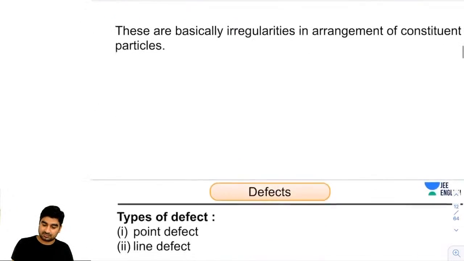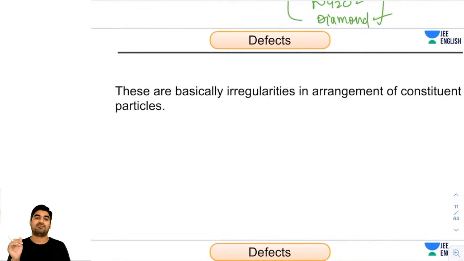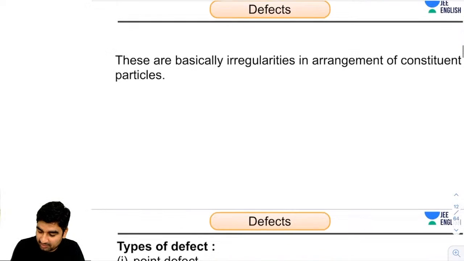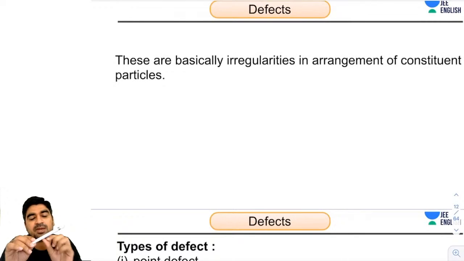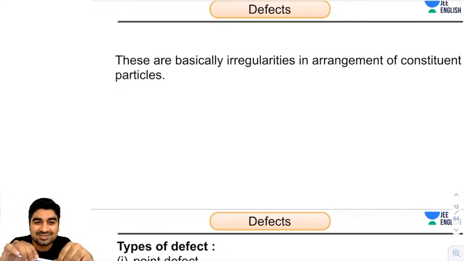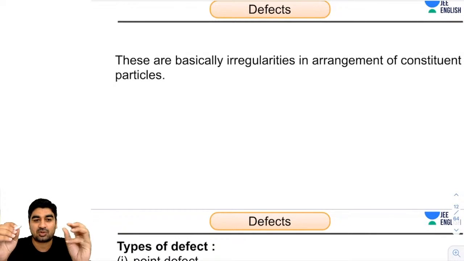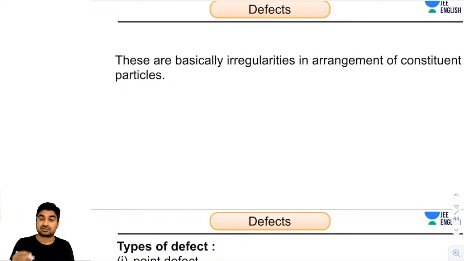Now, guys, what do you mean by defects? So let's start defects. Defects are basically, suppose this is a pen. This pen consists of constituent particles, and I told you that in the solid state I will consider all the constituent particles as solid spheres. So all the constituent particles in this pen are arranged, right?